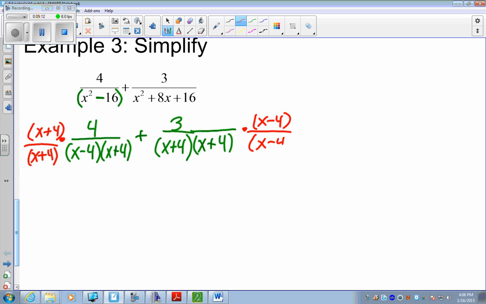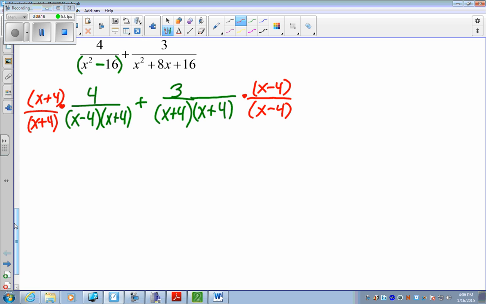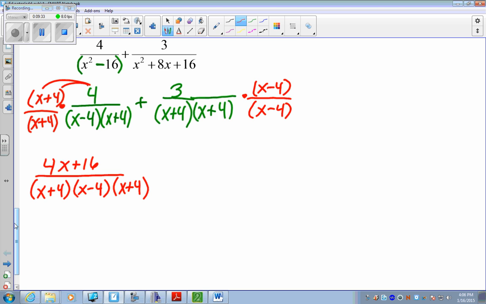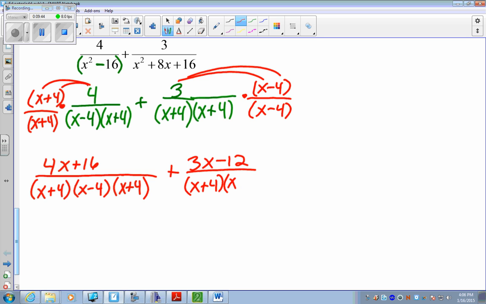So multiply it in. The numerators, always simplify the numerators. So x plus 4 plus 16. Denominators, I don't multiply those in. Leave those as factors. Plus, distribute just 3 in. 3x minus 12. Again, denominator, don't actually multiply them out, just keep them as factors.